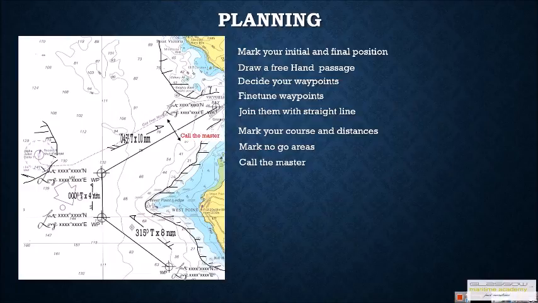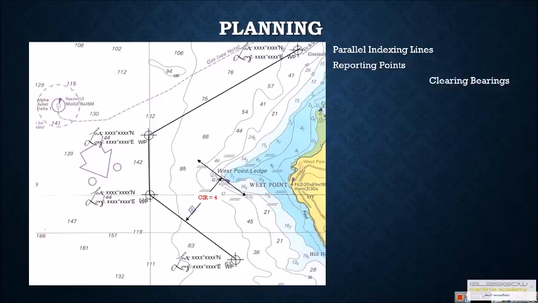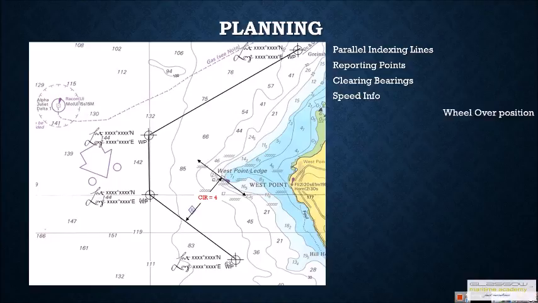Then there is the call-master point that you can find out from your master. Standby engine point, contingency anchorages, which are pre-decided points just in case you have any problems. You can go there to anchor. You would also mark things like parallel indexing lines, which are just parallel lines to your course line from a fixed object, which you can use for parallel indexing later on. You will mark reporting points, clearing bearings, any speed information, wheel-over positions, abort points.